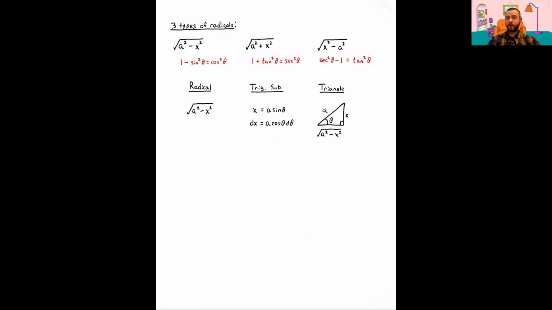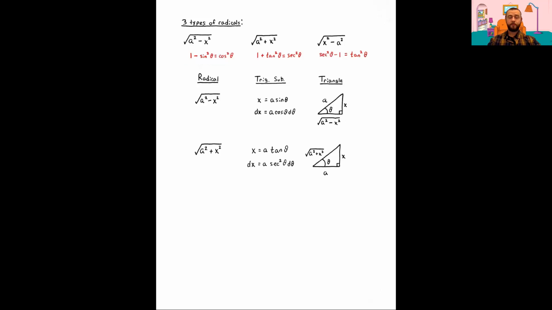All right, now for the other two radical expressions, there's just a different substitution corresponding to a different Pythagorean identity and a different triangle. So for the middle radical at the top of the screen, the square root of a squared plus x squared, because that matches a Pythagorean identity of the form 1 plus tangent squared equals secant squared, we make a substitution, x equals a tangent theta.